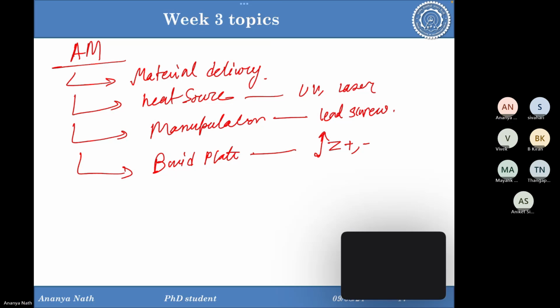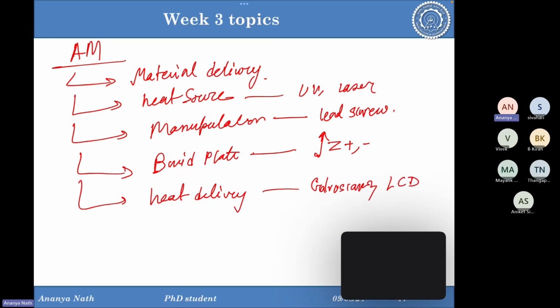So, like heat delivery system, you can also say in VAT photopolymerization, the heat delivery can be using a galvo scanner, or can incorporate the LCD based DLP, or just can be the simple exposure of UV or laser from the top, like the spreading configuration or in the top down approach.